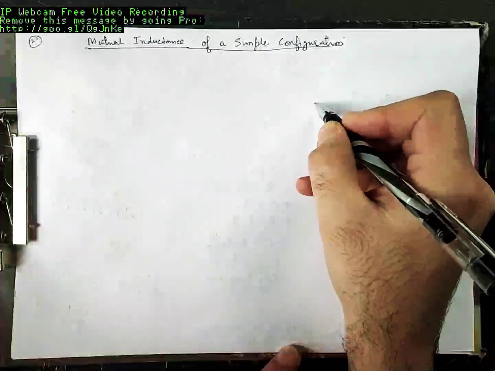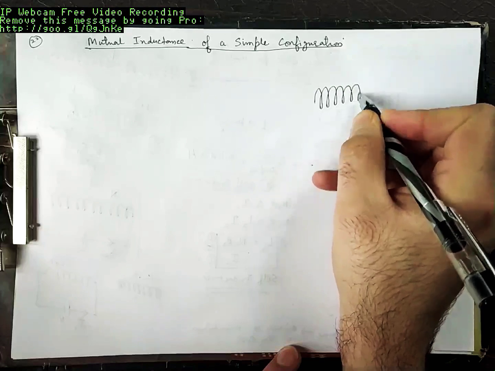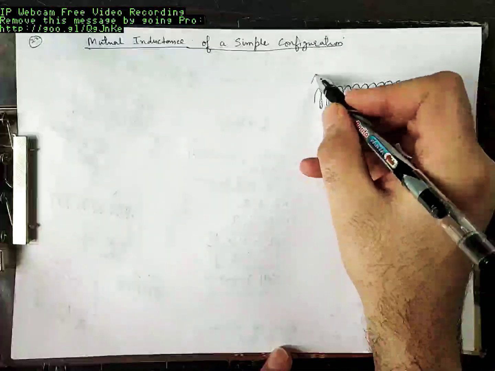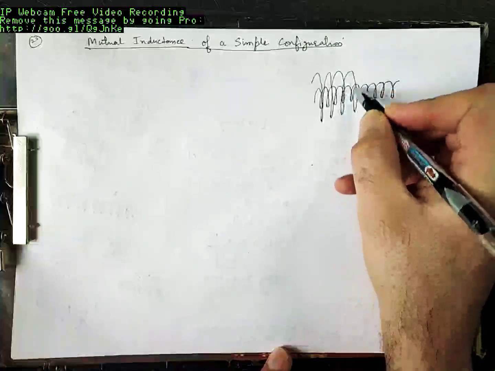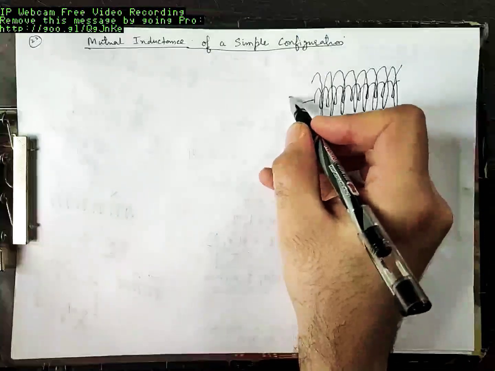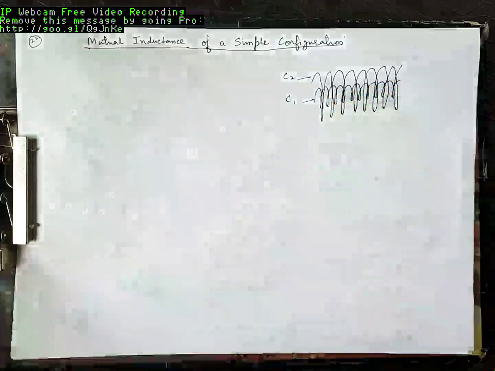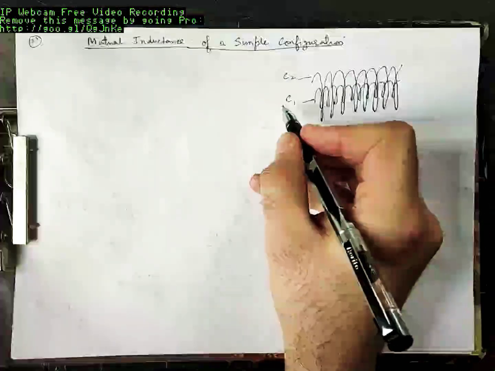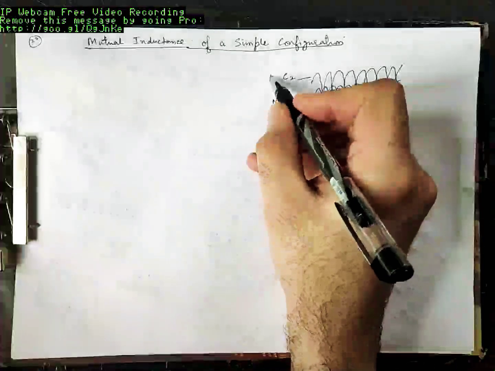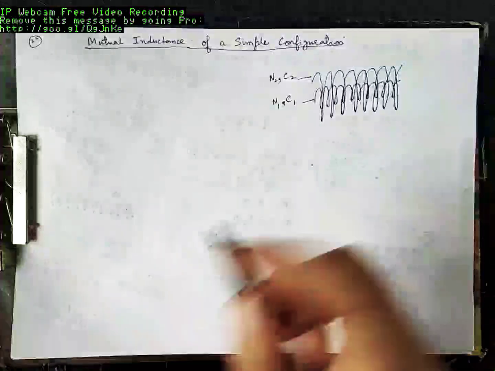Now let us suppose we have two coils which are concentric. Suppose this is coil 1 and there's the larger one. Suppose this is coil C1, this is coil C2. This coil C1 has N1 number of turns. Coil C2 has N2 number of turns. These are concentric. That is, their axes coincide.